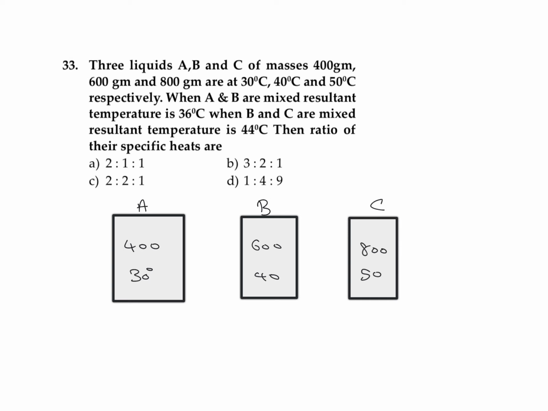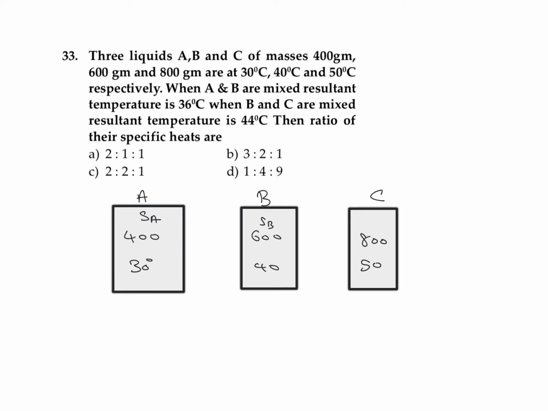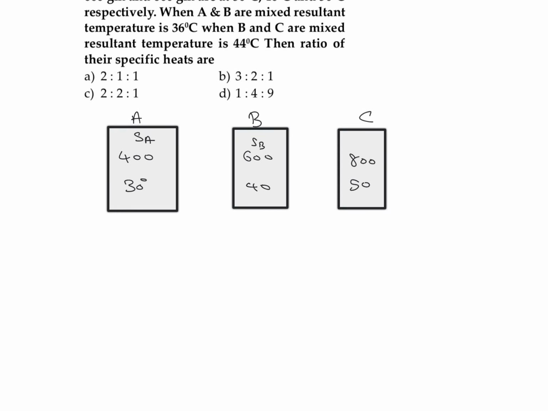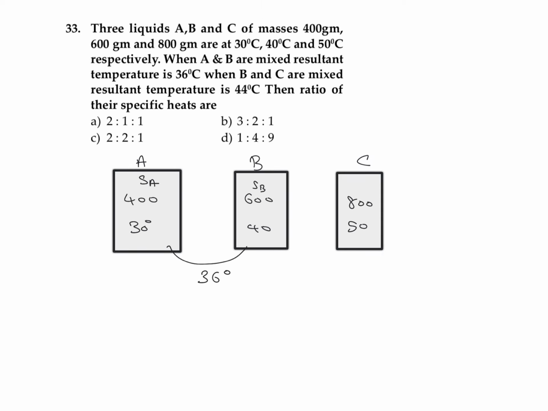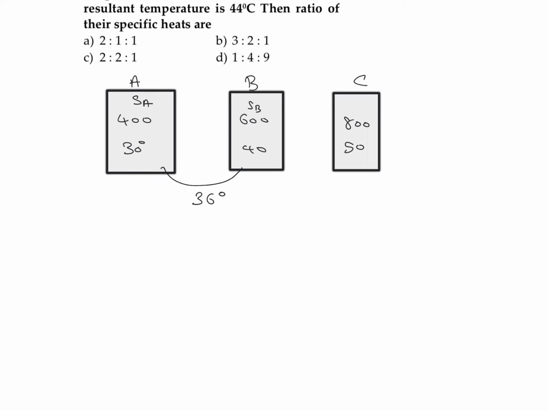When A and B are mixed, we don't know their specific heat capacities, so take them as SA and SB. When A and B are mixed, the resultant temperature is 36. So first let us calculate on this particular part.